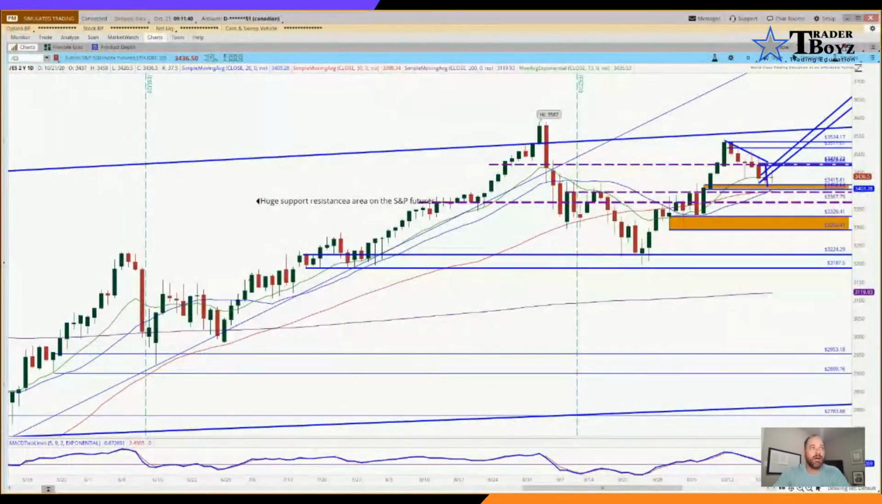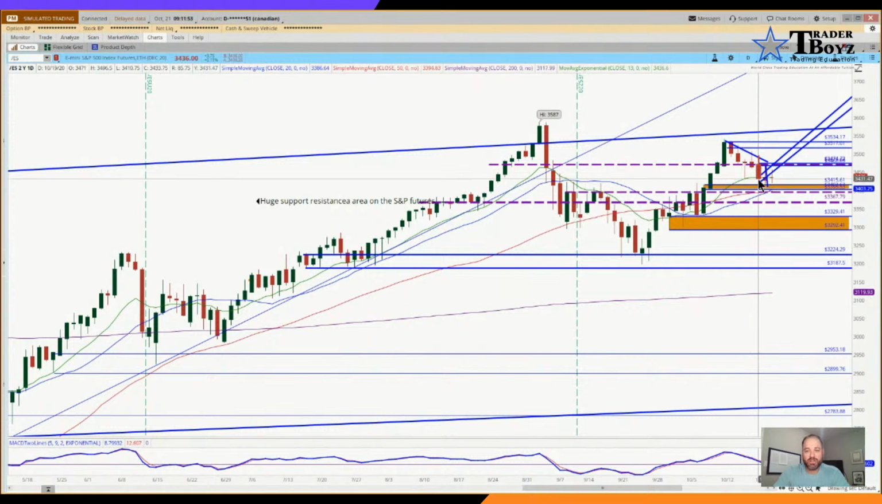Quick market update. We're in a pretty interesting location in the markets here. So we've got the S&P 500 futures market up right here. What we're looking at right now is a nice rounded bottom here, and this is the formation of a cup and then the handle.